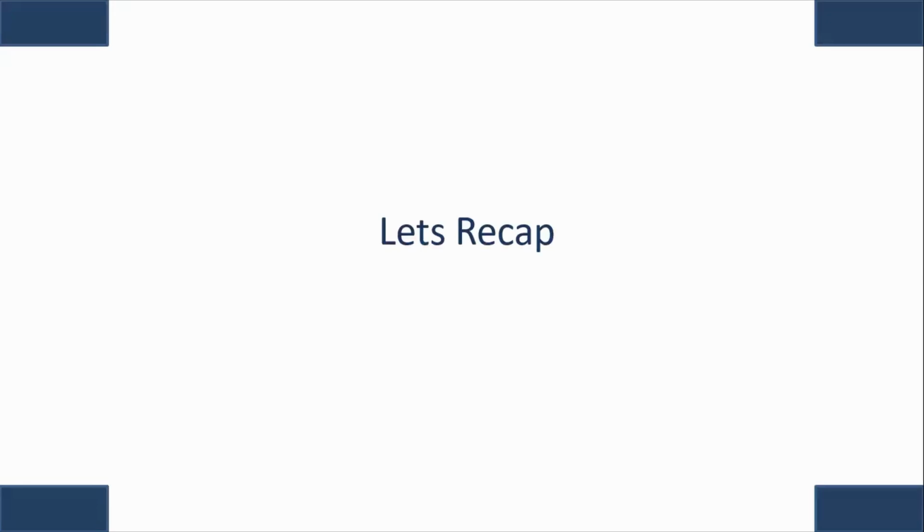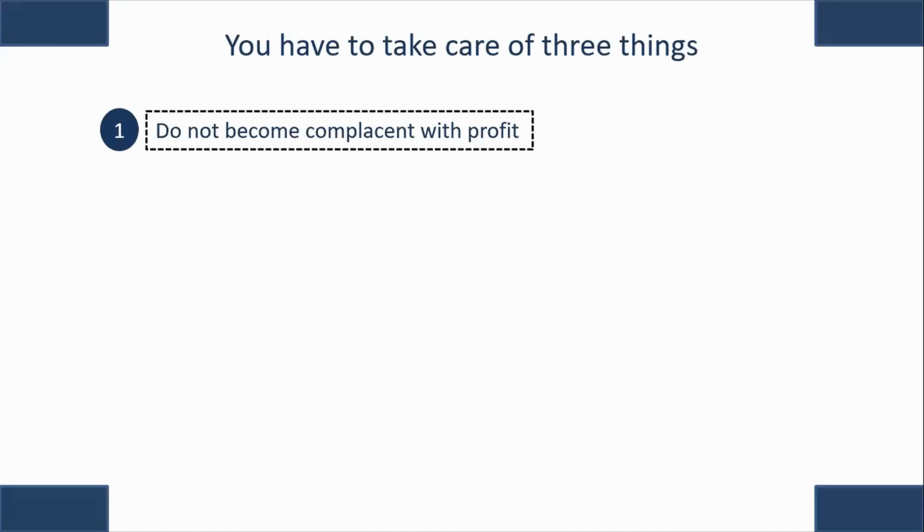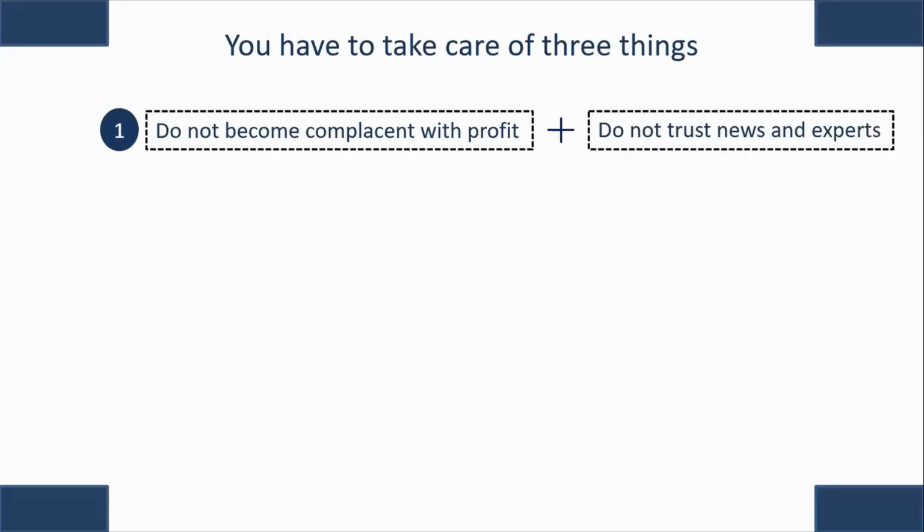So let's recap what we want to do. We have to take care of three things. First, do not become complacent with profit and do not trust news and experts when market is at the peak, when there is a euphoria. Second is look for distribution.